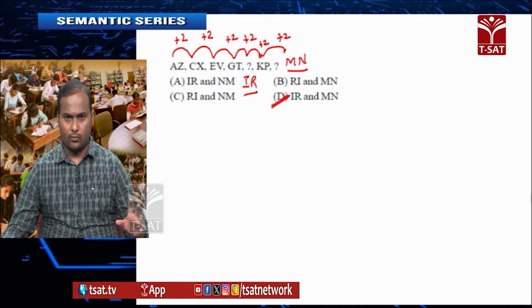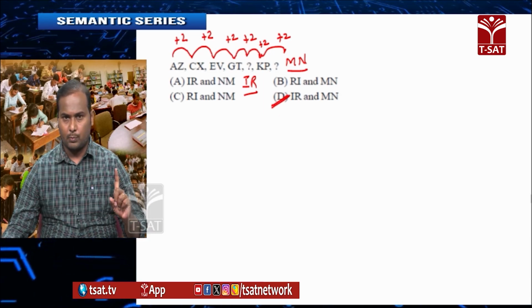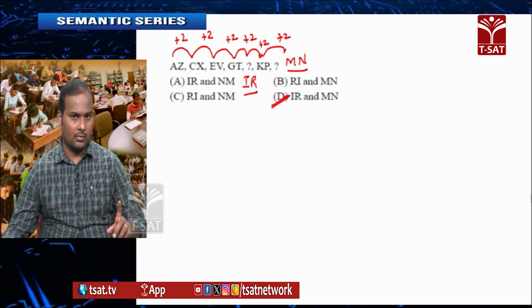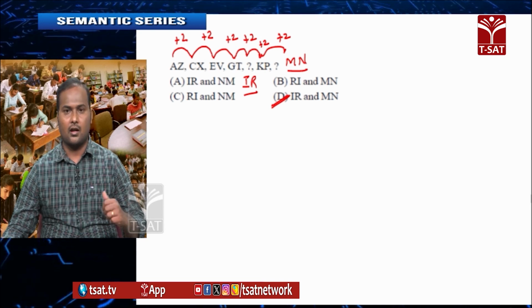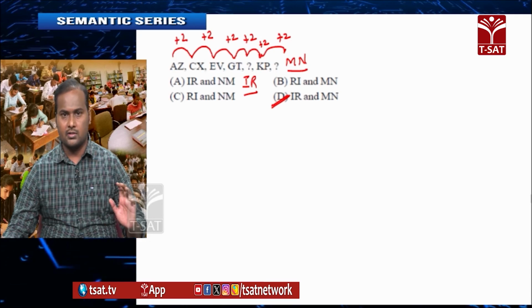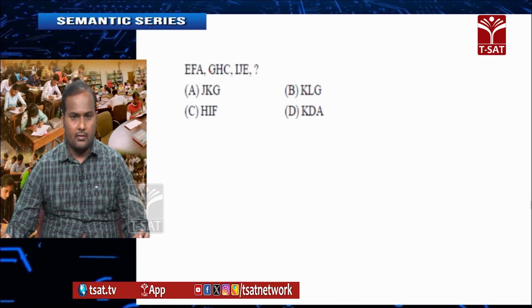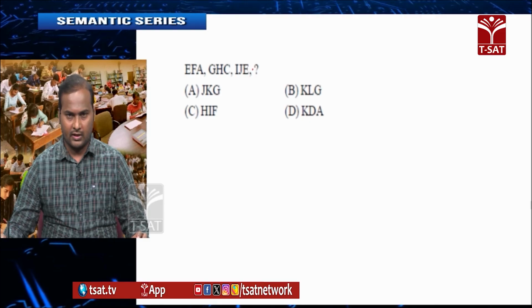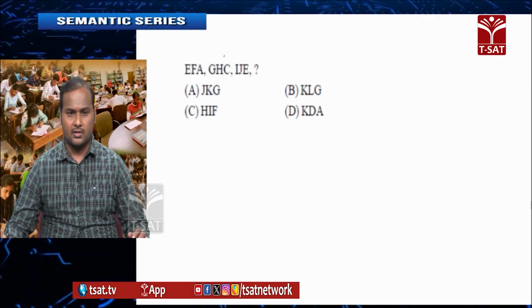So, here two things are involved. Number one, it is changing by plus 2, the series is increasing by plus 2, and the next thing he added is opposite. So, it is a combination of two, one is series by plus 2 and the next one is opposite. The next one is also a kind of mixed series.